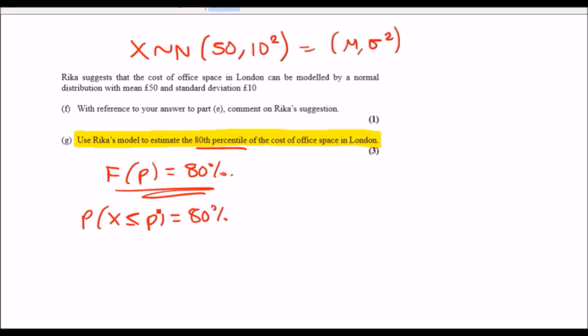But to do this, first let's rewrite this in the correct normal distribution format. So this would be the probability that z is less than or equal to p minus the mean, which is 50, over the standard deviation, which is 10. And again, this equals 80%. And the value inside the table which corresponds to 80%, the z value, is equivalent to that.